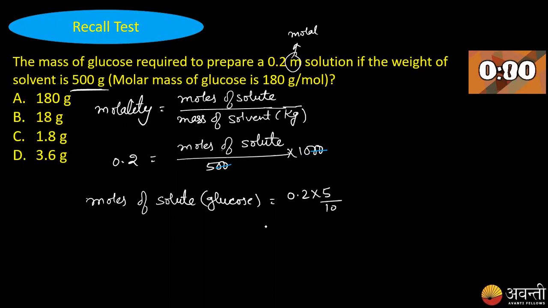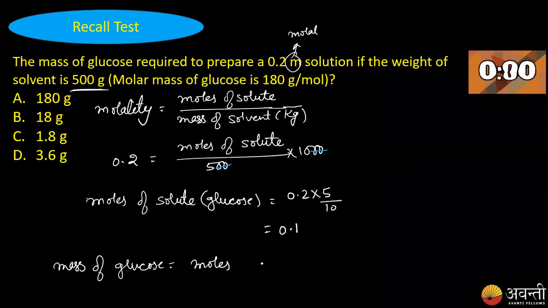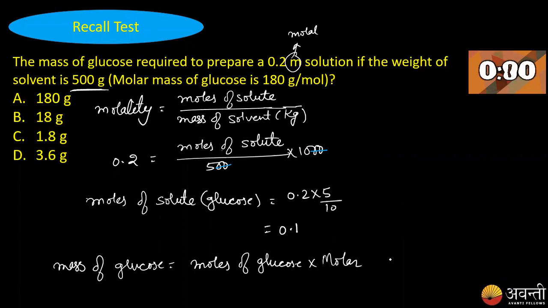Now, that is equivalent to 0.5, that is equivalent to 0.1, because 5 into 2 is 10, so that's 1, and 1 by 10 is 0.1. We know the moles of solute. So the mass of solute, that is glucose. Mass of glucose is equal to moles of glucose into molar mass of glucose, right?